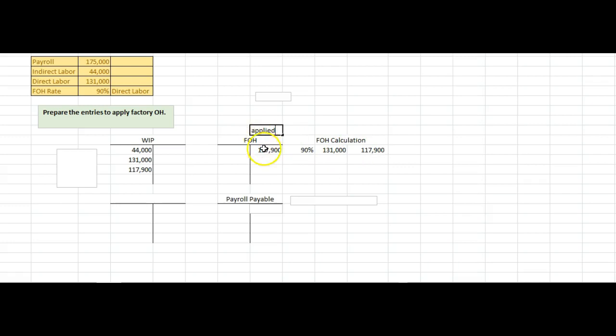factory overhead is different than regular overhead. When I use a factory overhead rate, it's an applied. When I get the actual number, then it becomes the actual factory overhead. And then these two are compared. We're going to do more of that as we go down the road. But you can see how this is an estimate and the actual overhead will be a debit.